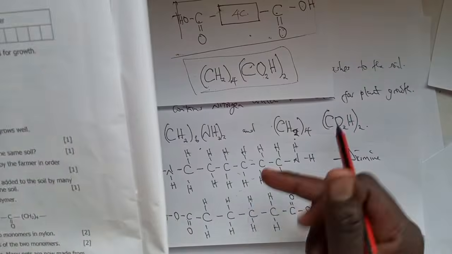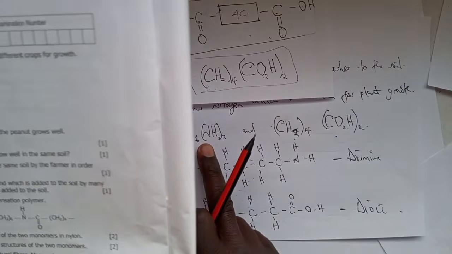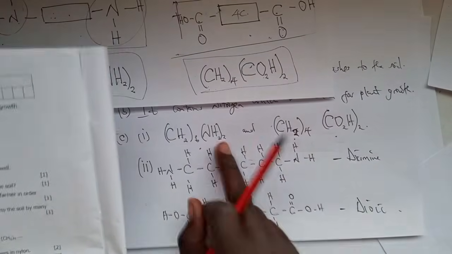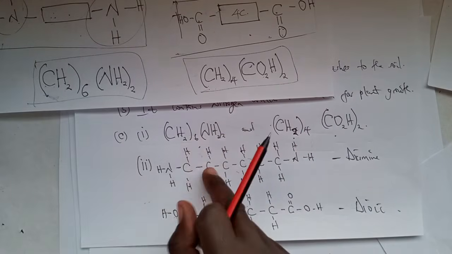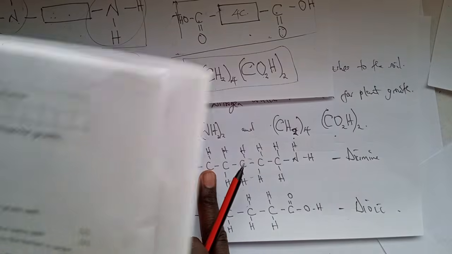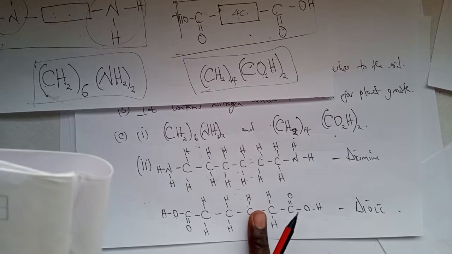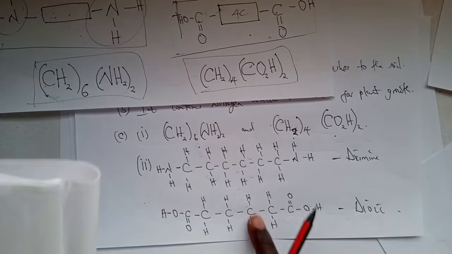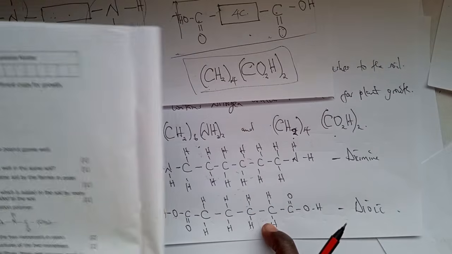So these are the two structural formulae of the two monomers. This is the displayed molecular structure, and this is the chemical formula of the two, respectively. This one is the displayed molecular structure of diamine. This one is for dioic, and this one is also the displayed molecular structure of dioic. We move on to the next question.